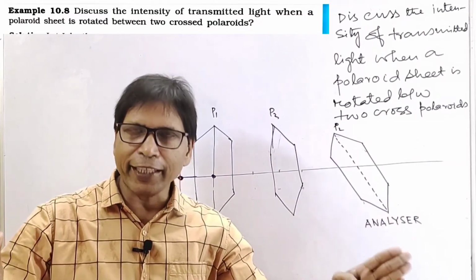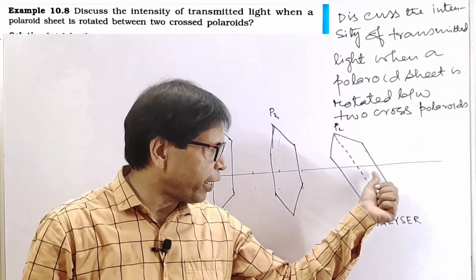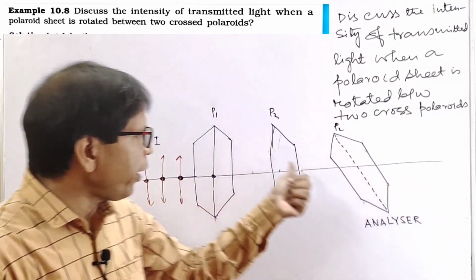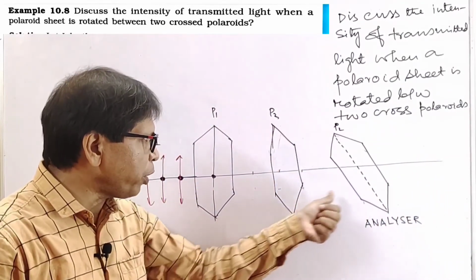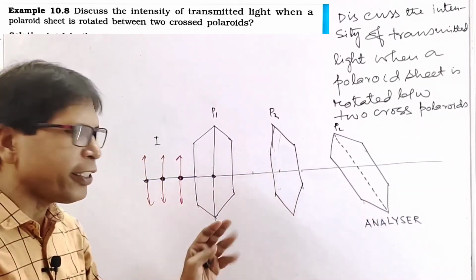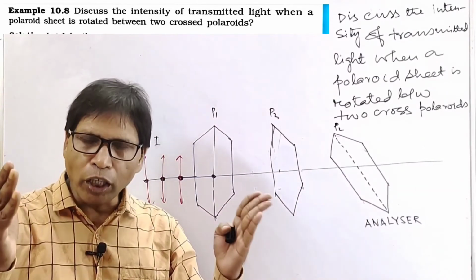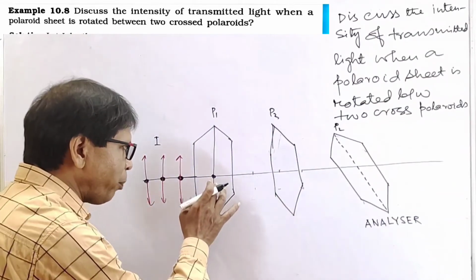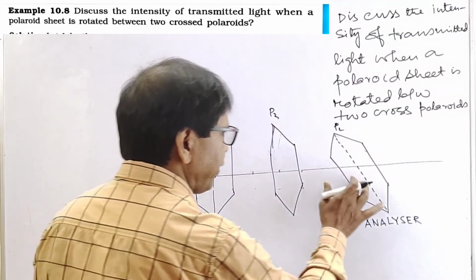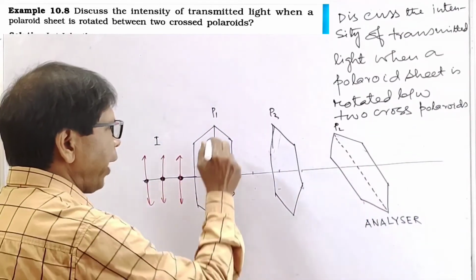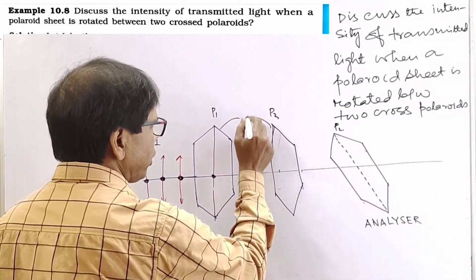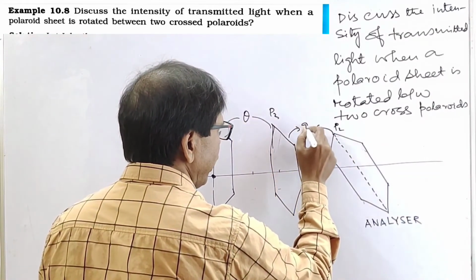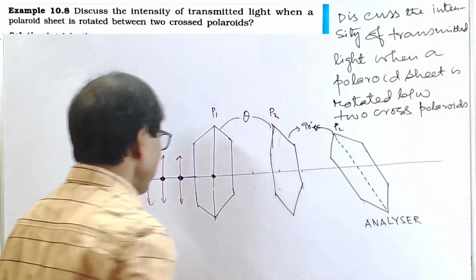Okay, now discuss the intensity of the transmitted ray after the second Polaroid when the third Polaroid placed between two crossed Polaroids is rotated. Crossed Polaroid means the angle between the axes of this and this is 90 degrees. Suppose the angle between this and this is equal to theta. So the angle between this and this is 90 degrees minus theta.